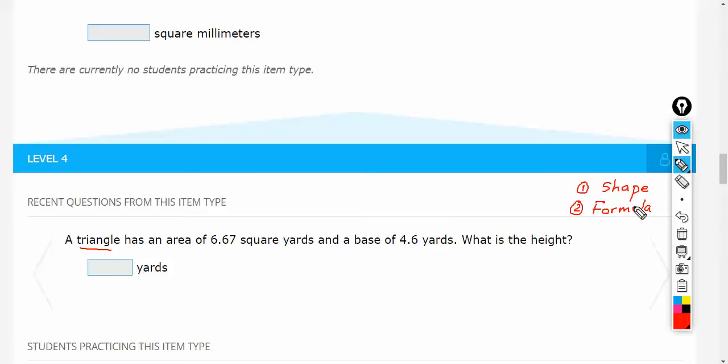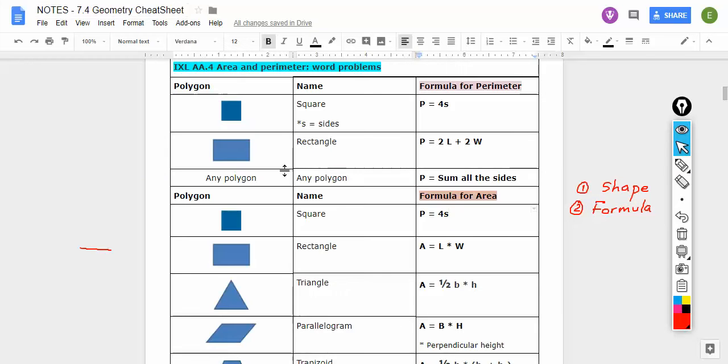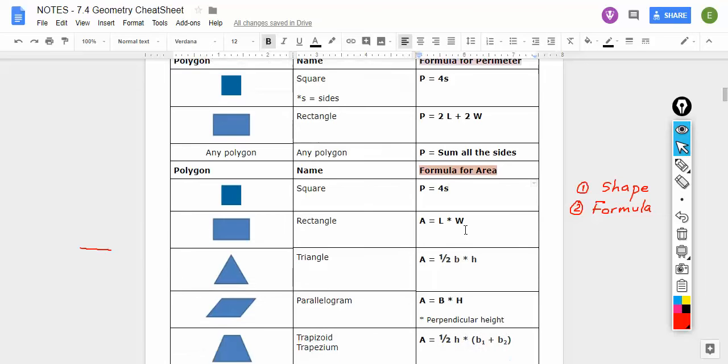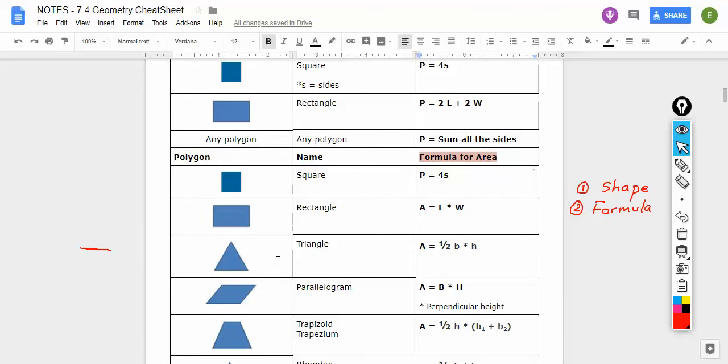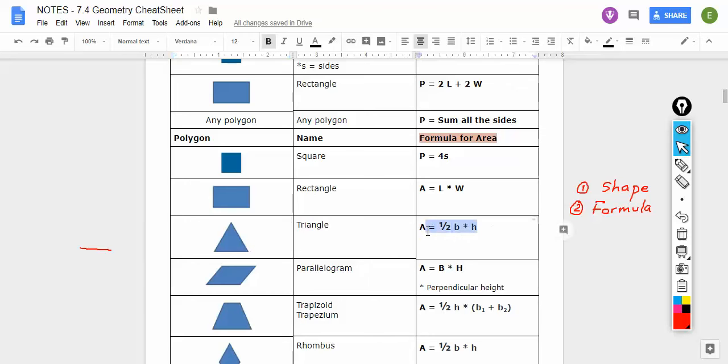Okay, so I put a link on the website so you can access all the formulas. So we're looking for a triangle and we're looking for area, which is here. In this case the formula that we need is area equals half base times height. That's the formula we need.